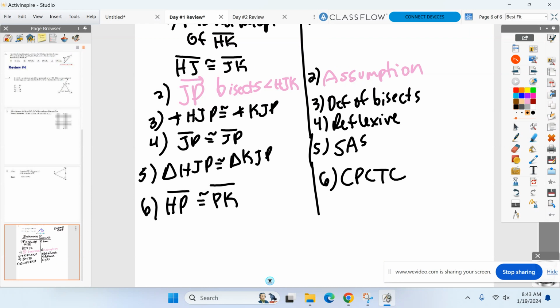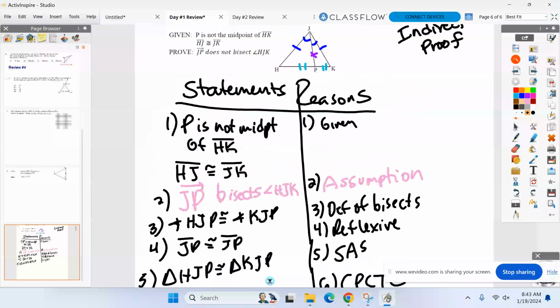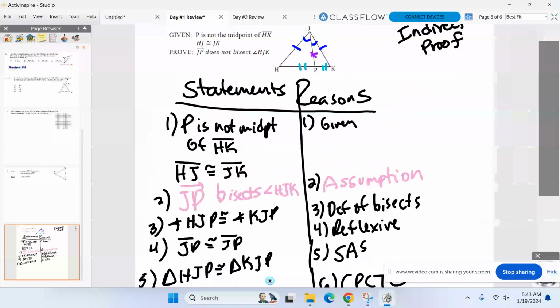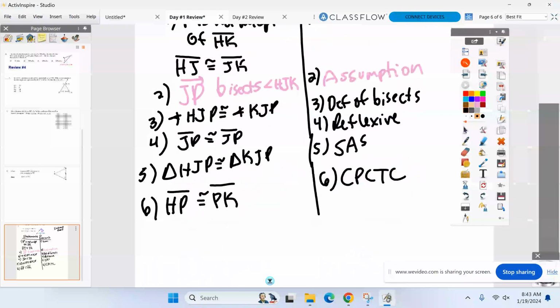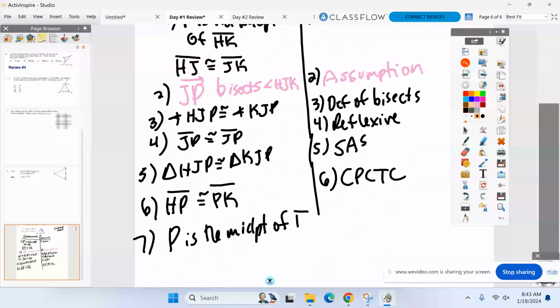Oh, whoa! If those two are congruent, what's point P have to be now? That's a midpoint now, isn't it? If HP and PK are equal, P's got to be a midpoint, and in our proof, that's a problem, but a good problem. P is the midpoint of HK. And we could just write definition of midpoint.